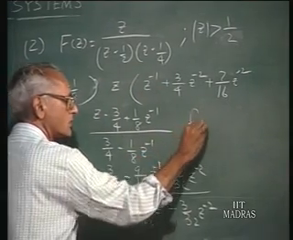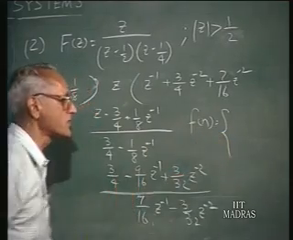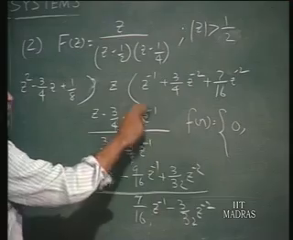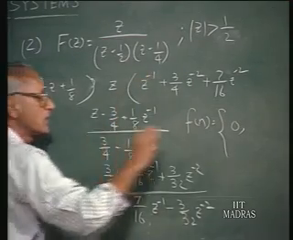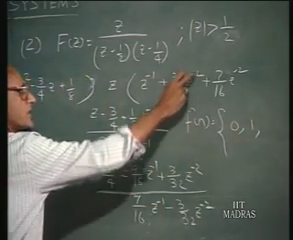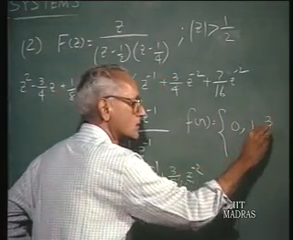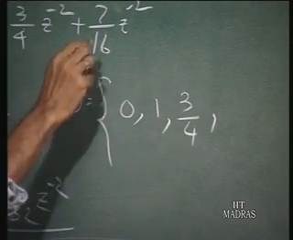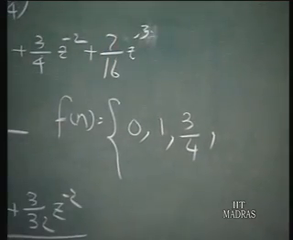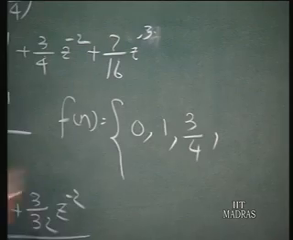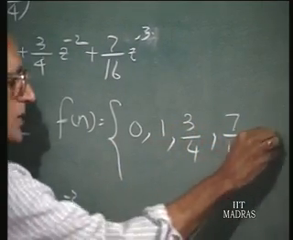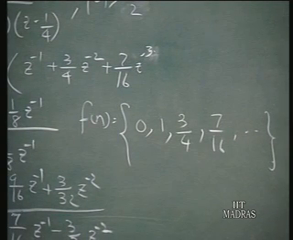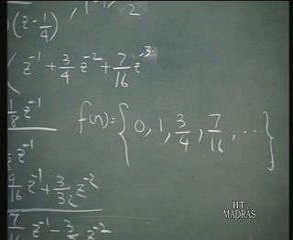Therefore f of n now can be thought of as a sequence of samples. There is no constant term, therefore at n equals 0, the value equals 1. At n equals 1, the coefficient of z^-1 is 1, therefore 1. At n equals 2, the coefficient of z^-2 is 3/4. At n equals 3, the coefficient is 7/16, and so on and so forth. So this is how one can obtain the inverse Z transform by the long division method like this.